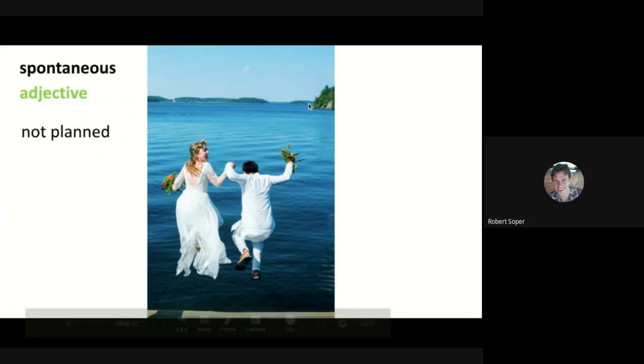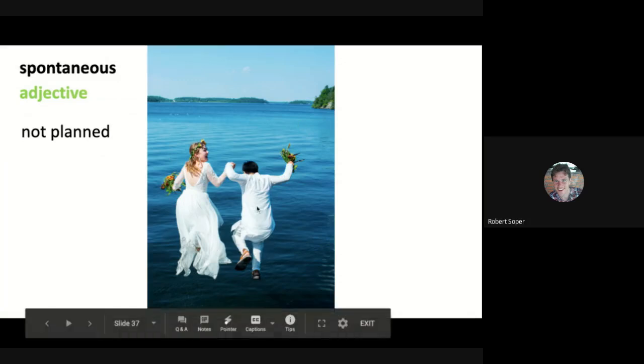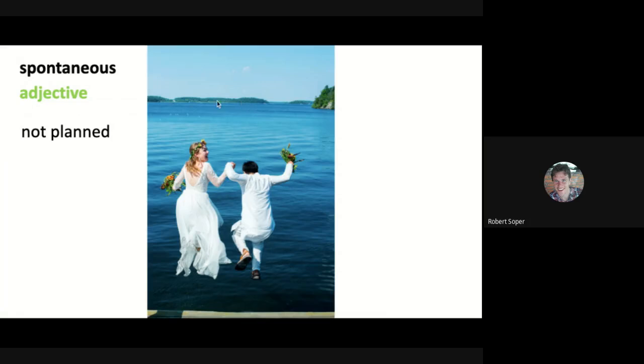Well, we can assume that this newlywed couple, we've got the husband and we've got the wife, jumped into this river, or sorry, into the sea. It's the sea, I can see the islands. Jumped into the sea unexpectedly. They didn't plan it. So they might have been posing for photos. The family were taking photos of them, and suddenly this man decided, okay, let's just jump in the sea. So that would be a spontaneous action.